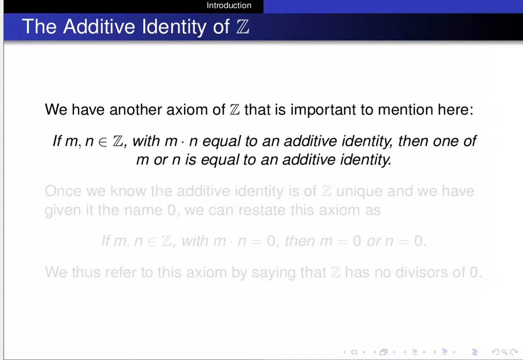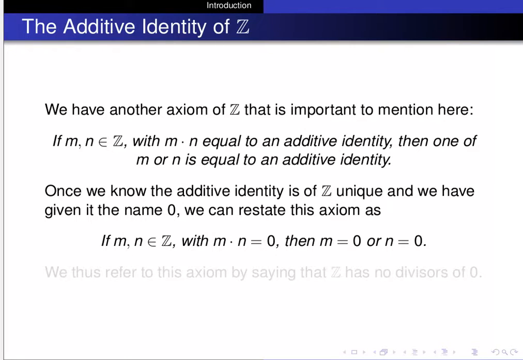Now we have another axiom of the integers that's important to mention here, and we stated it originally as follows: if m and n are integers, and the product of m and n is equal to an additive identity, then one of those numbers, m or n, possibly both, is equal to an additive identity. Now, we just declared there's only one additive identity, and we called it 0. So we can restate this axiom in a more sensible way. If m and n are integers and their product is 0, then m or n is 0. And we refer to this axiom by stating that Z has no 0 divisors, or there are no divisors of 0 in Z.